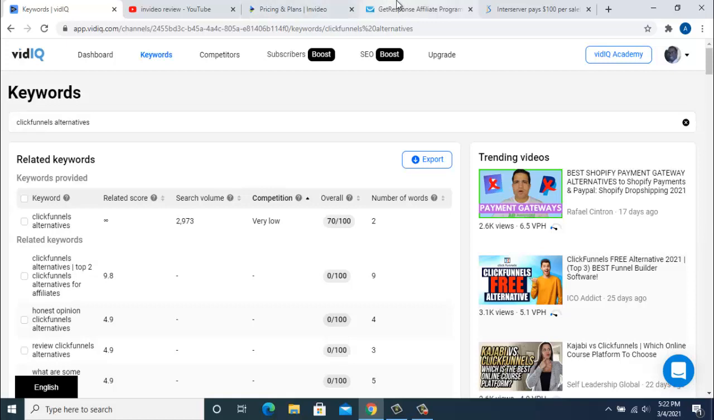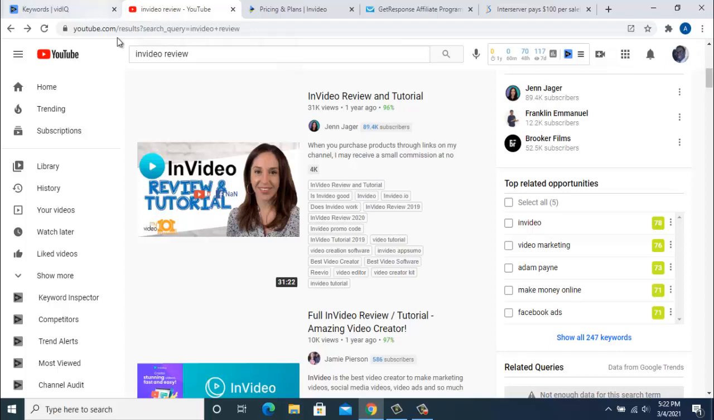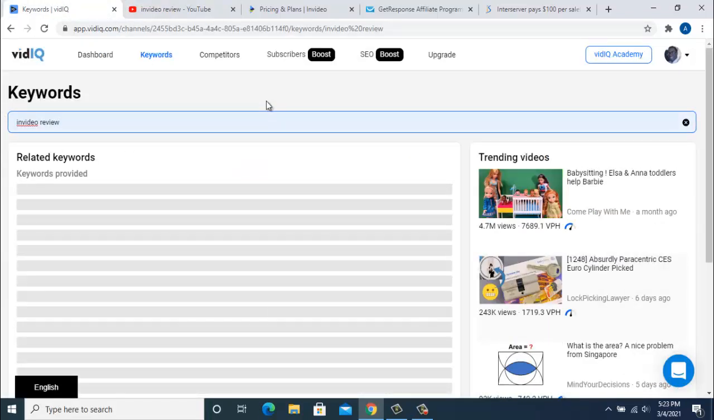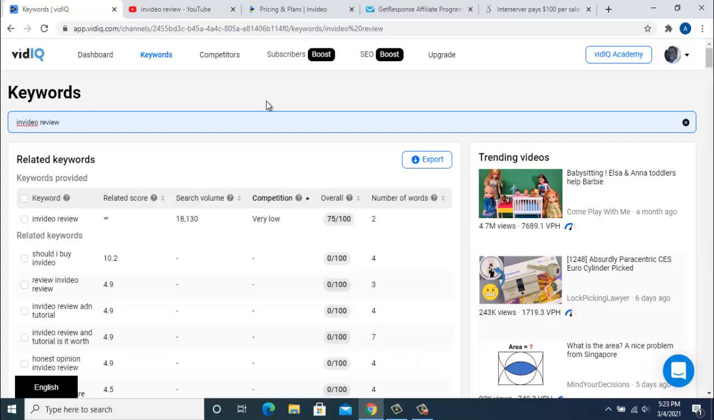Okay, no hard selling. Now what happens is, if we look at this one here, InVideo, let me just go back to vidIQ and type in InVideo review. Now I want to see how difficult it is to rank for this keyword, and also how many people are actively searching for this keyword. Because if nobody is searching for this keyword and you go ahead and waste your time creating content on this, it's going to be really ridiculous. So as you can see, 18 whopping thousand people are searching for this keyword, InVideo review, and it only has 4.6 out of 100. It is a really easy keyword to rank for.